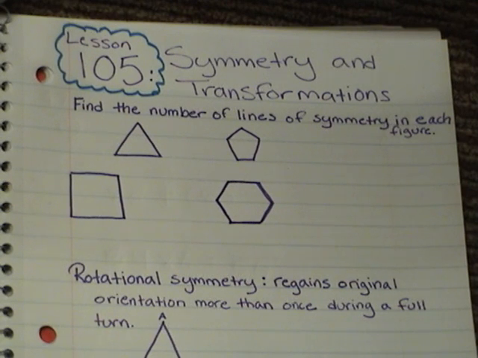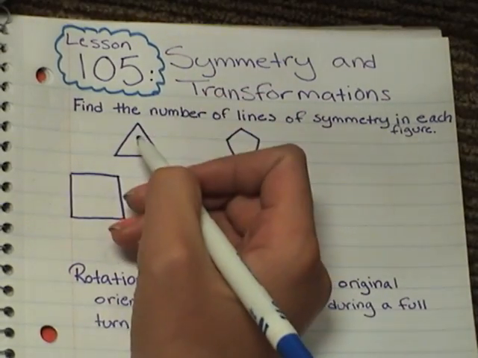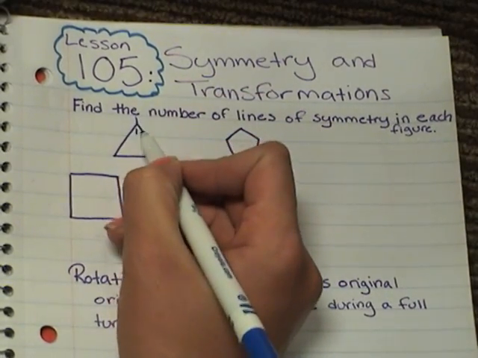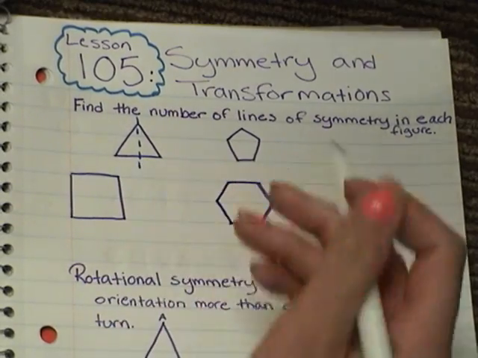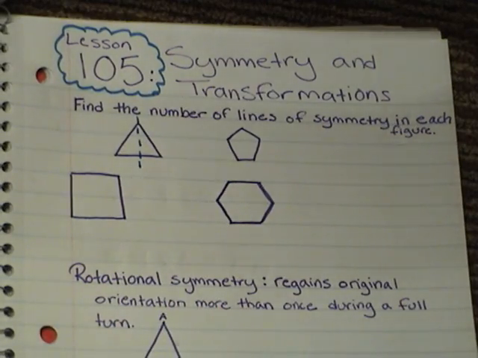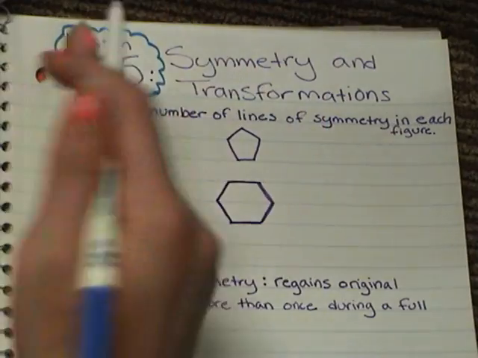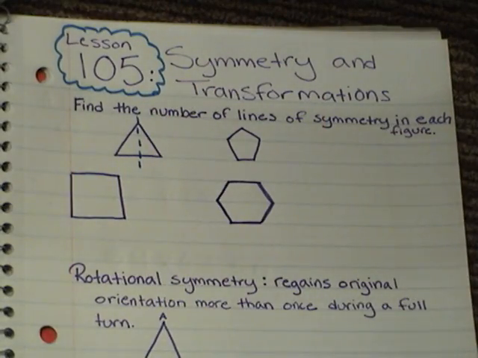Figures that can be divided into mirror images by at least one line of symmetry are said to have reflective symmetry. If a mirror is placed upright along a line of symmetry, the reflection in the mirror appears to complete the figure. So if we were, for example, this one, to draw a line of symmetry, we could draw it right down the middle. And that line right there, we could put a mirror and it would show the exact same thing on each side, right down the middle. A line of symmetry divides a figure into mirror images.